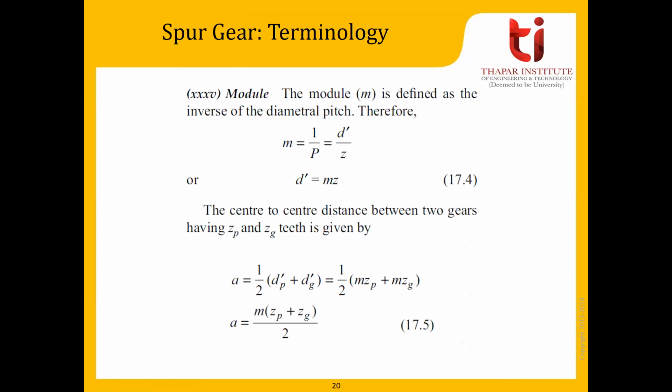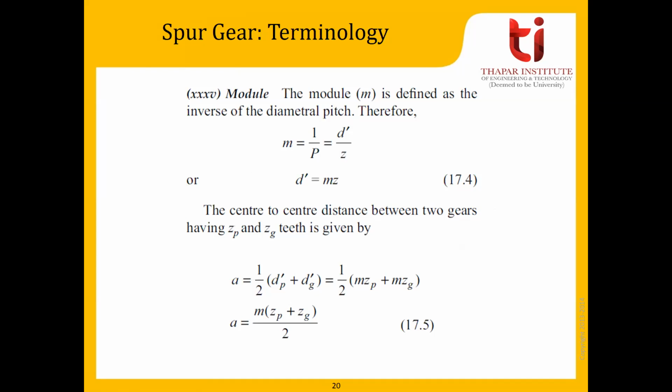Next, most important terminology, which is module. Module is defined as the inverse of diametral pitch. Therefore, M equals 1 by capital P, or you can say D prime over Z. So D prime is module multiplied by number of teeth, or you can say circular pitch equals module times number of teeth.